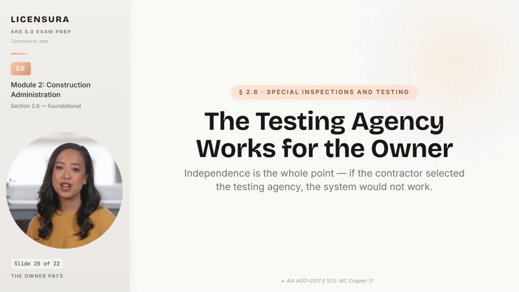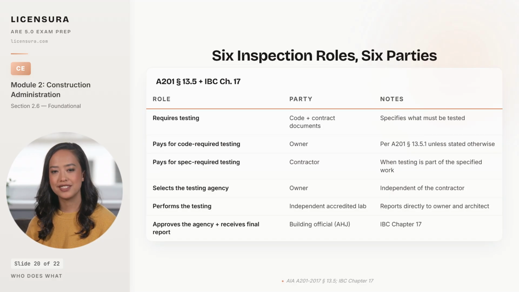Get the chain of authority wrong on the exam, and the question is dead. Get it wrong on a real project, and the firm gets sued for negligent oversight when a covered-up failed test surfaces years later. 6 roles in the inspection chain, and each one belongs to a different party.